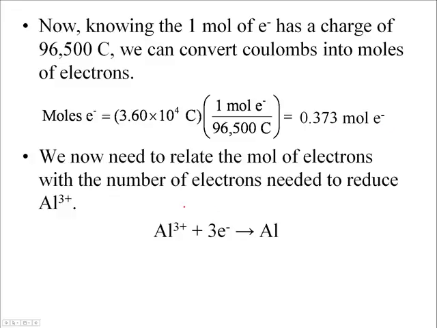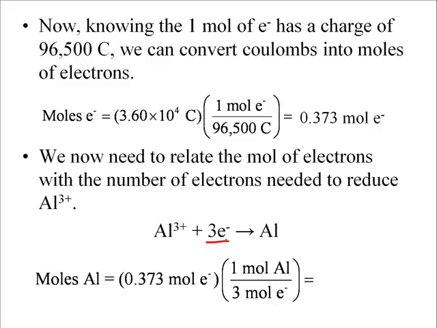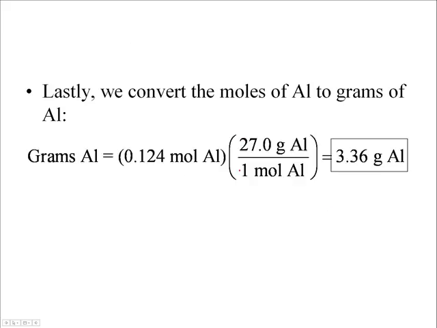In this equation, when Al3+ becomes Al, we know that 3 electrons are gained. So that's the number of electrons that are transferred. For every 1 mole of aluminum that is produced, there are 3 moles of electrons gained by that substance. So then we get our moles of aluminum, and then we simply go from moles of aluminum to grams using the molar mass of aluminum. So you would get 3.36 grams of Al.